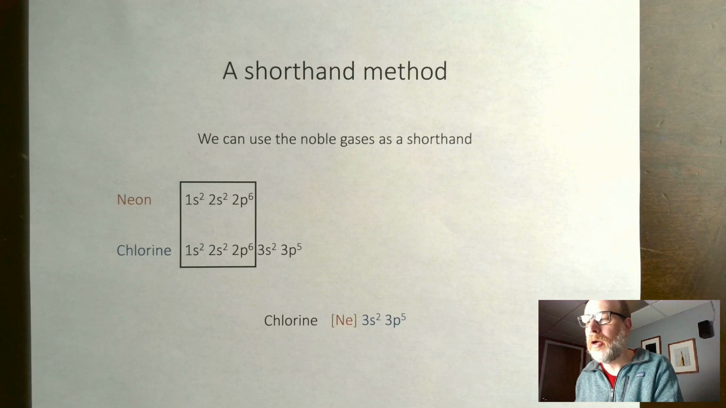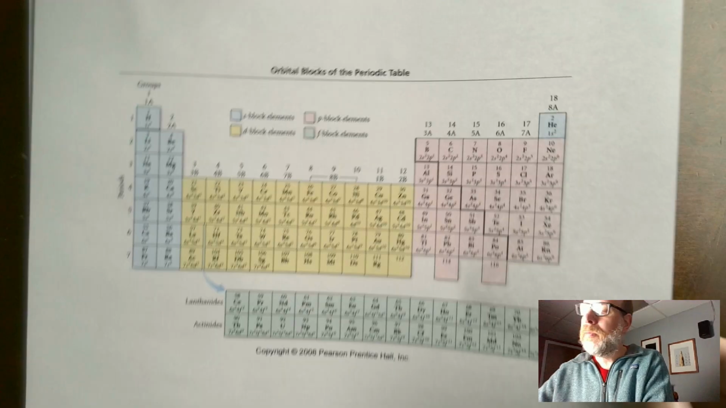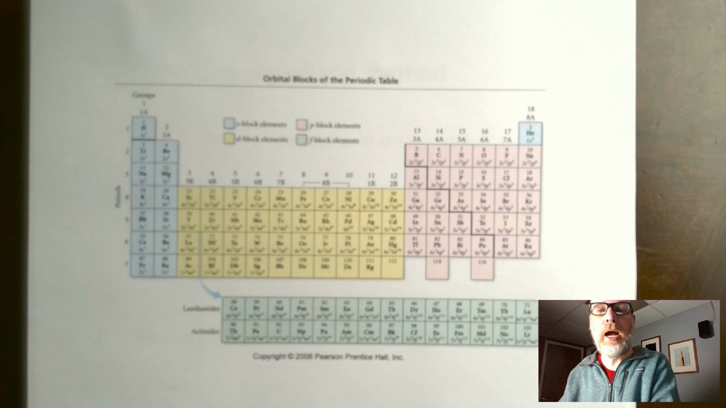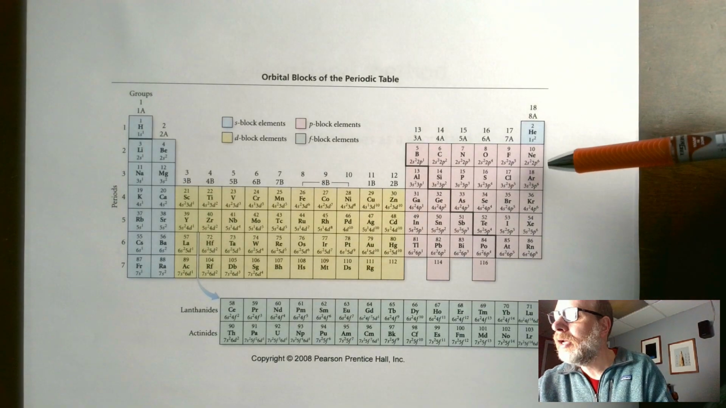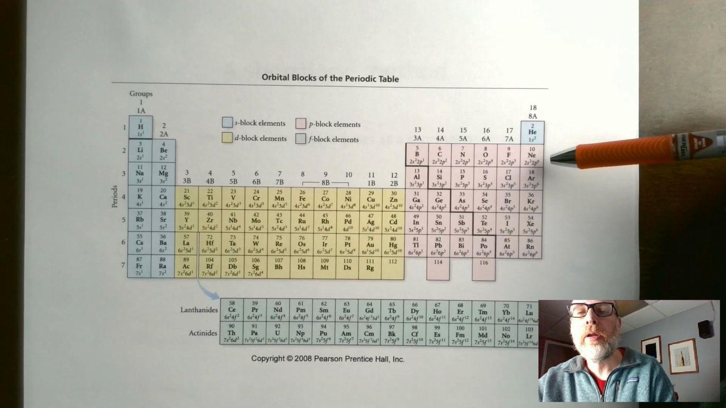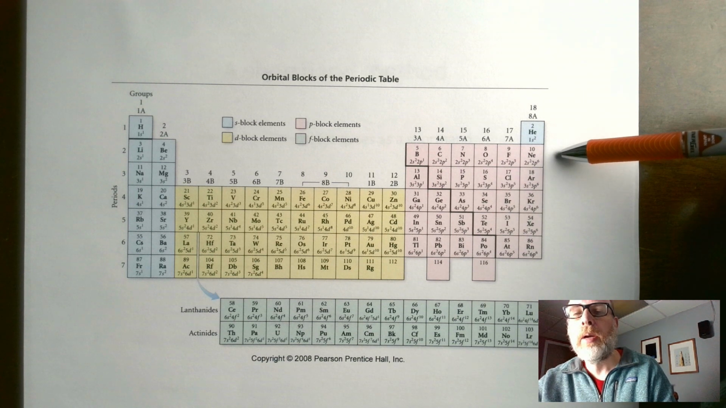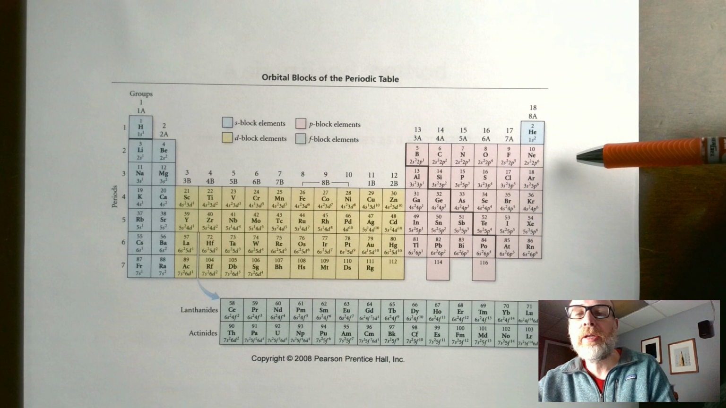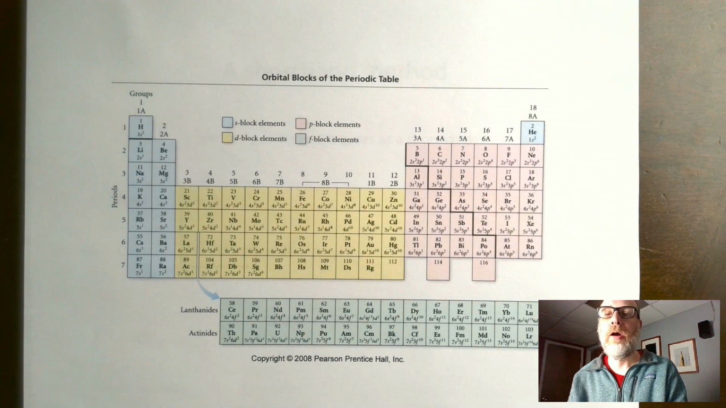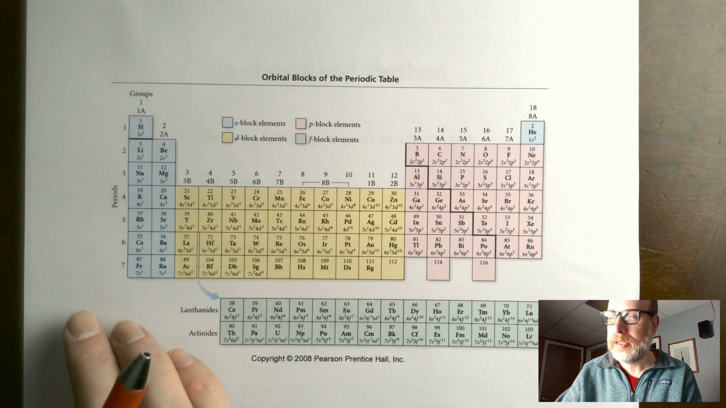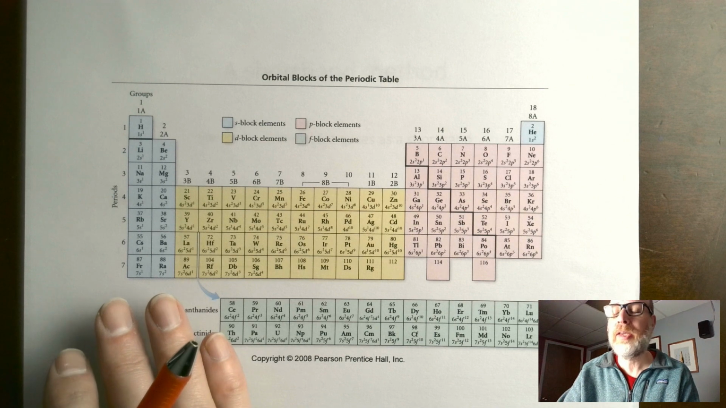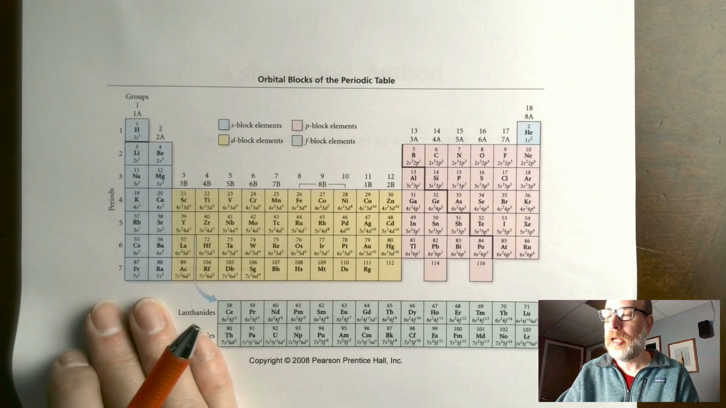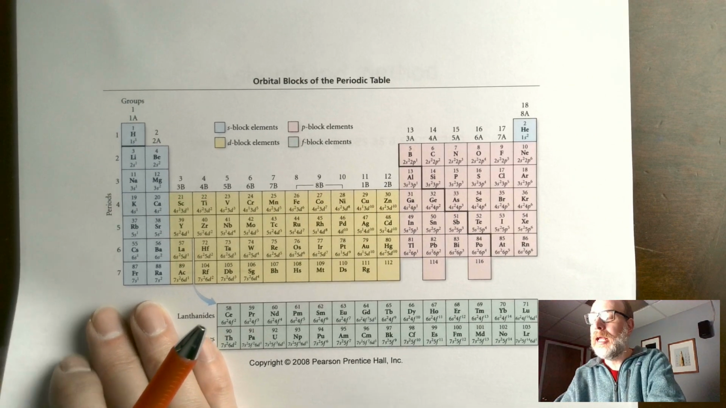Now, why are we picking on neon here? You may already have some idea of why, but neon's right over here, last column in the periodic table. Remember what chemical family that is. Those are the noble gases. And remember, those are the number of electrons that all the other atoms want to get to. So we're picking on neon because it's a noble gas. And this particular electron configuration shortcut that you might see is called the noble gas shortcut, or shorthand.